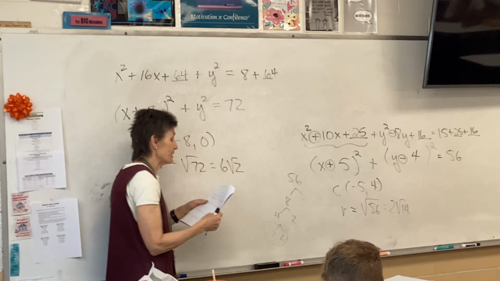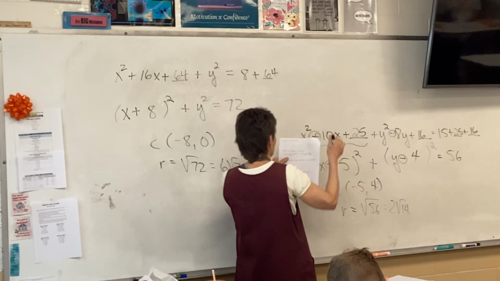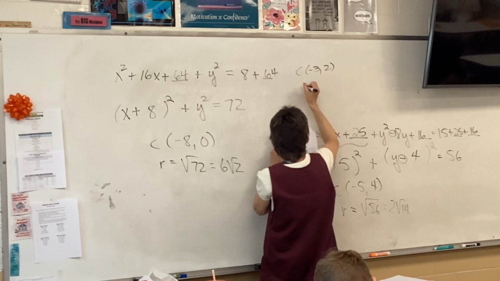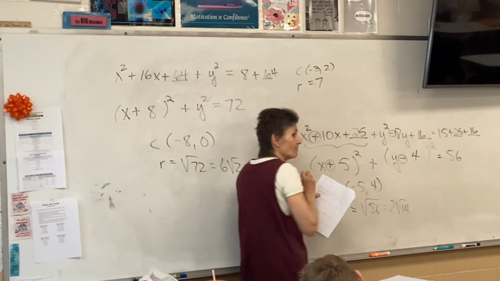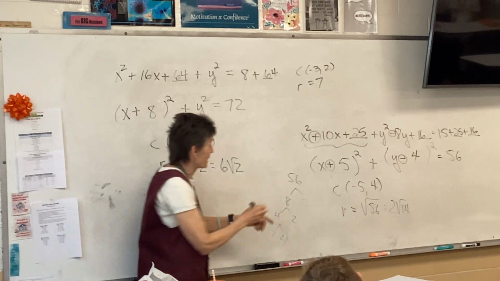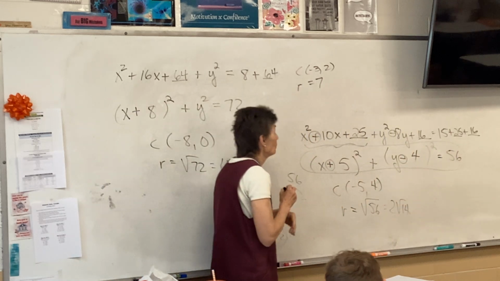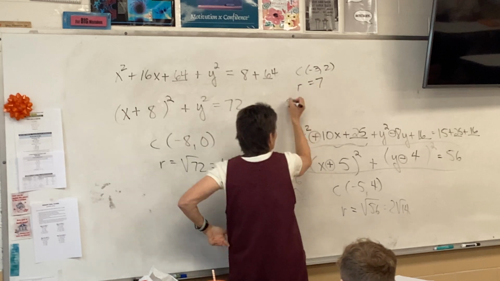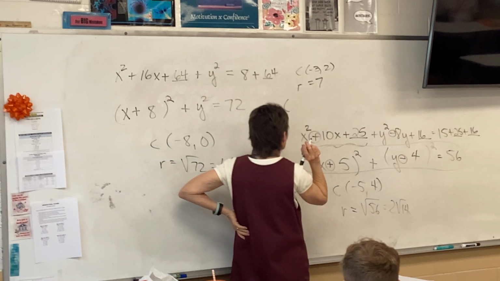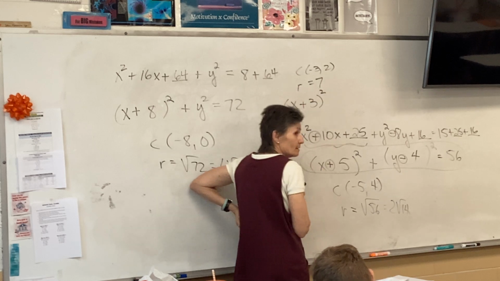Now we're going to go backwards. Now you're going to write the equation. This is easy. A and B are easy. If the center is at -3, 2, and the radius is 7, what would the equation be? This is the equation of a circle. It looks like this. This is what you're shooting for. What's this one going to be? X plus 3. Don't forget to square it.